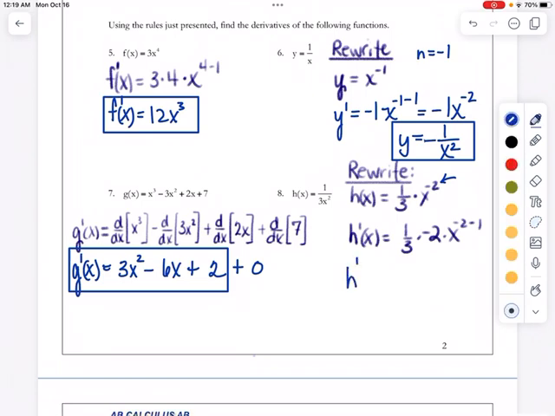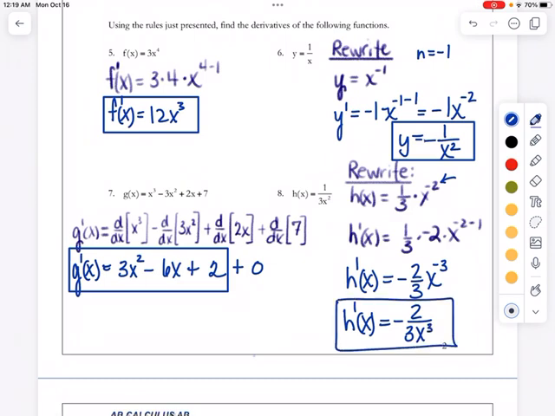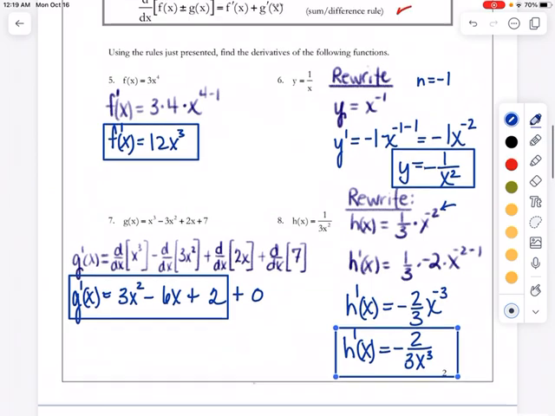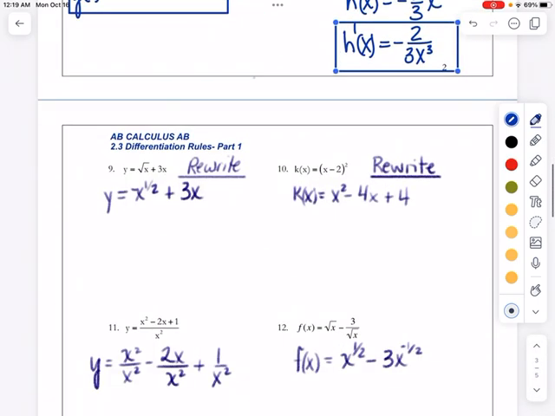So then I have h prime of x is equal to -2/3, and then it's going to be x to the -3rd, but we are slightly more comfortable with writing this as -2 over 3x cubed. And there you have it. Okay, all right, so there's that.